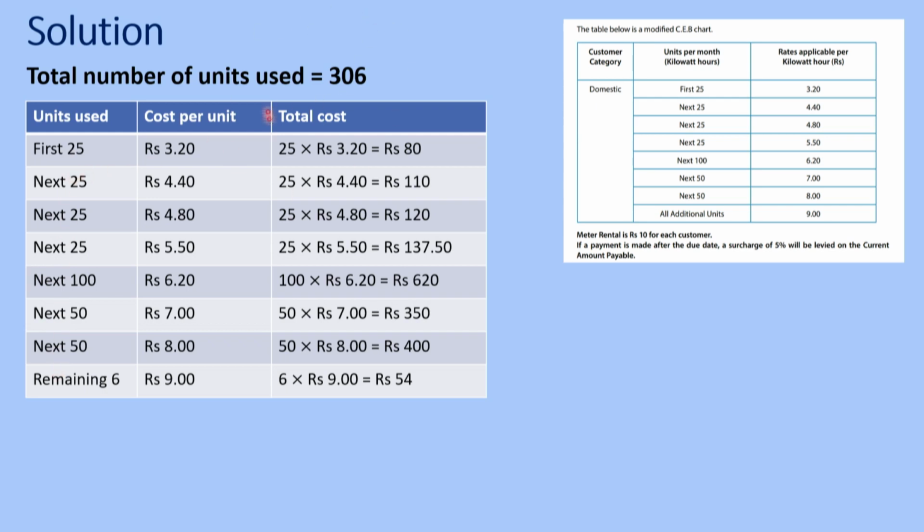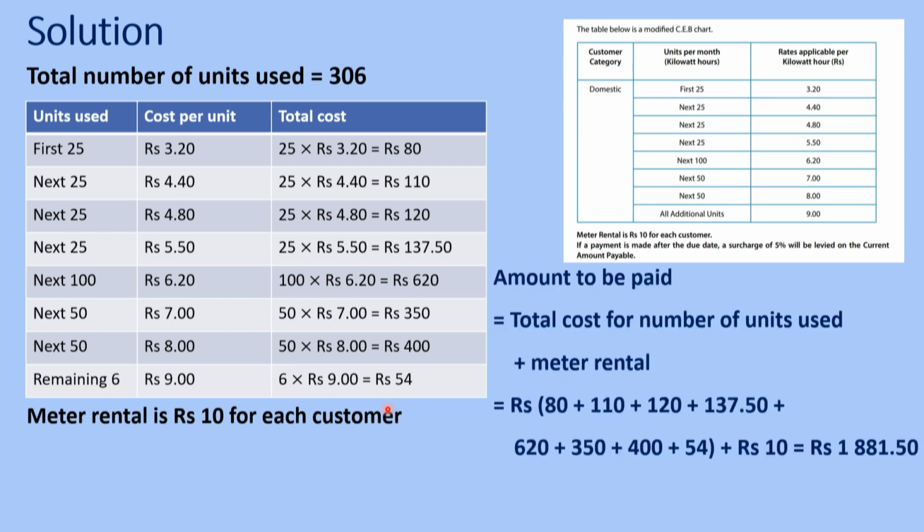There will be a remaining of 6 units, 306 minus 300. And you can see in the chart, for all additional units, we have 9 rupees per unit. So here I will have 6 times 9 rupees, that is 54 rupees. So the meter rental will be 10 rupees for each customer, and the total amount to be paid here will be the total cost plus the meter rental, but don't forget that there will be a surcharge which we are going to calculate. So first we need to find the amount payable.